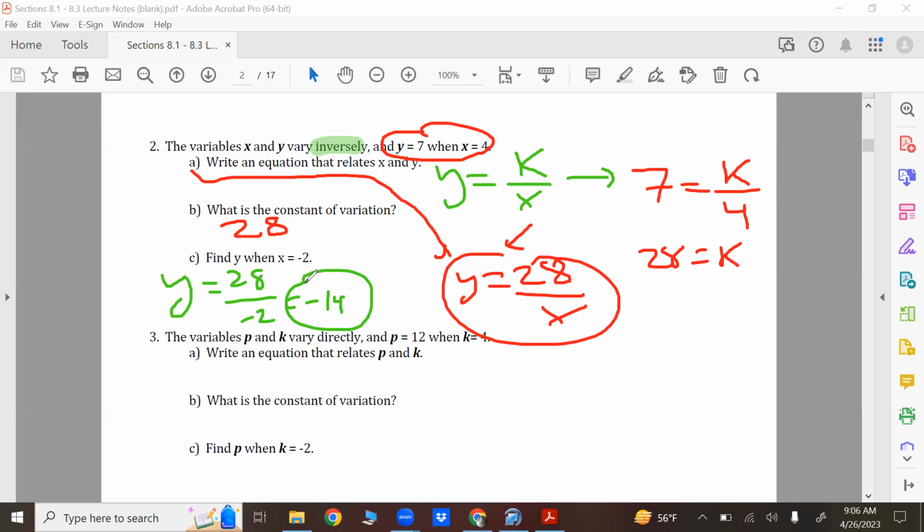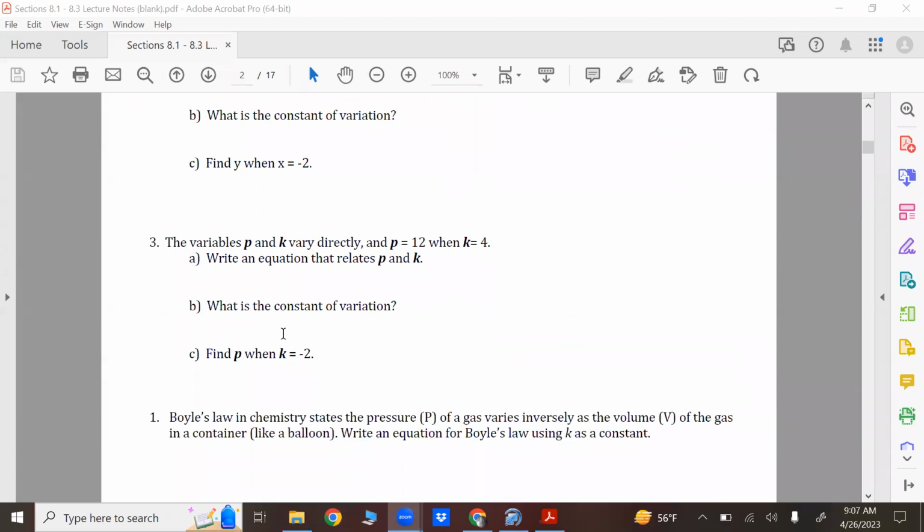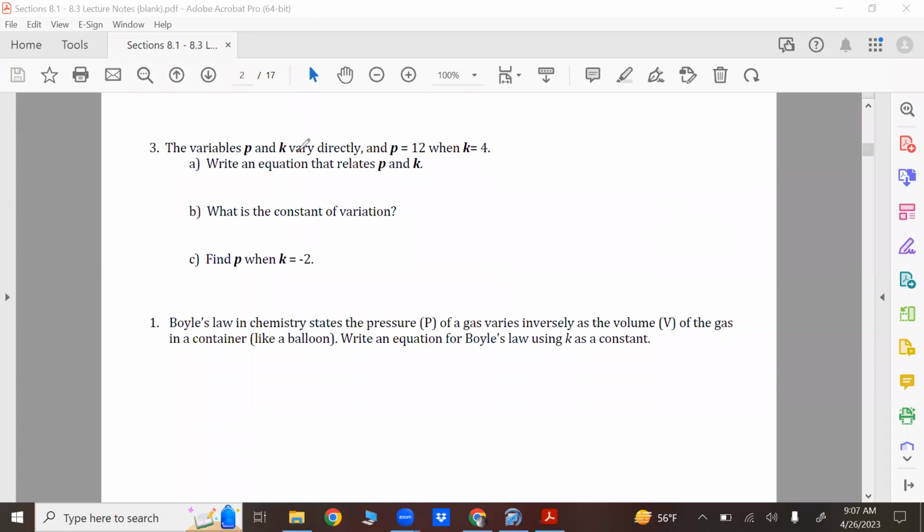For number 3, you're varying directly, right? So how am I going to write that equation? P equals what? Go, Patrick. Yeah, actually, let's change this to an X. Let's change the K to an X here. It's just confusing. I don't like using K, because they use K in number one. Anyway, we're going to say P equals K times X.